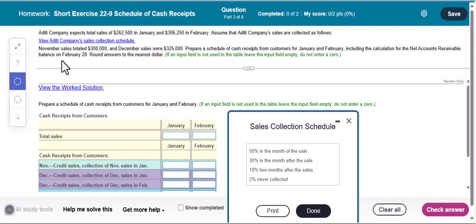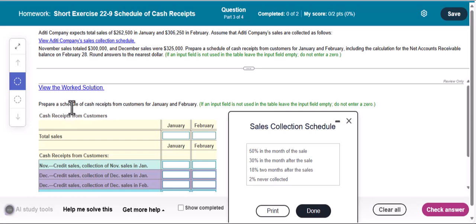And then the problem continues. It says in November sales totaled $300,000 and December sales were $325,000. Prepare a schedule of cash receipts from the customers for January and February, including the calculation for the net accounts receivable balance on February 28th. Round answers to the nearest dollar. If an input field is not used in the table, leave the input field empty. Do not enter a zero.